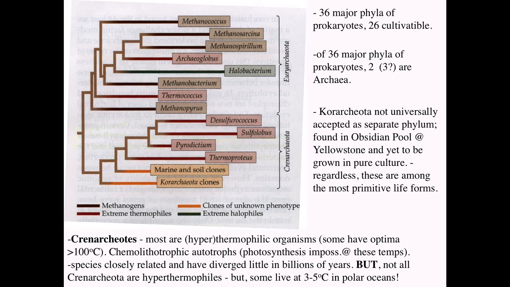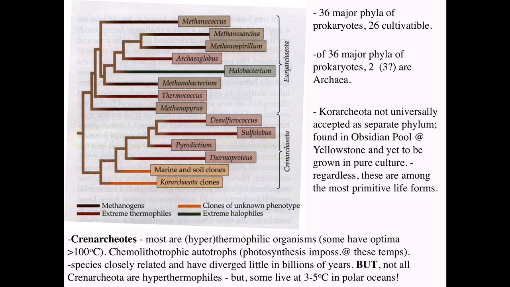Now, of the 36 major phyla of prokaryotes that are known, the majority of which we can't grow in the laboratory. So 36 phyla, only 26 can be grown in the lab. That means that most microbes in the environment, in the world, we don't know anything about. We're only learning about them now because we do something called metagenomic sequencing, where we can sequence DNA from the environment without growing the bacteria. So of the 36 major prokaryote phyla, 2 are archaea.